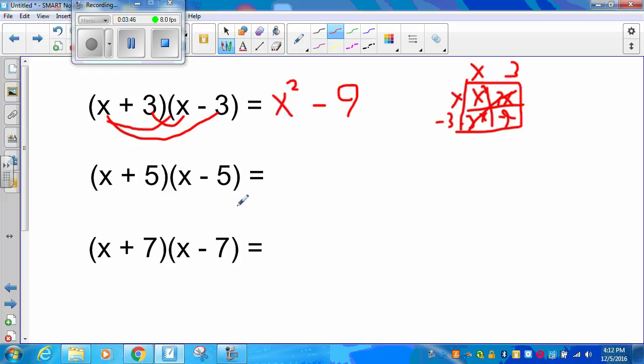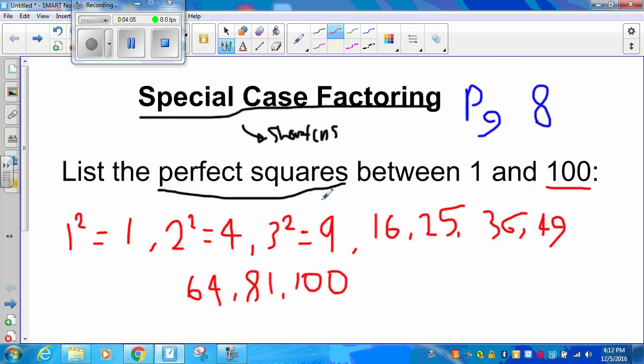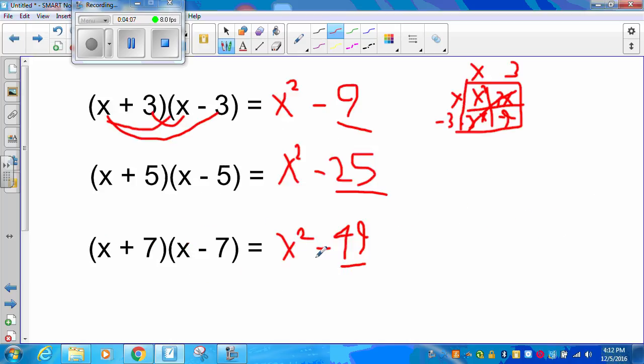You've done that well. Hopefully you got the following: x squared minus 25 and x squared minus 49. I think perhaps you might be detecting a pattern. There are no middle terms, and these numbers are all the perfect squares that we listed on the last page. Now, what does that have to do with factoring? Well, if we run into one of these, it means that we can instantly factor it.